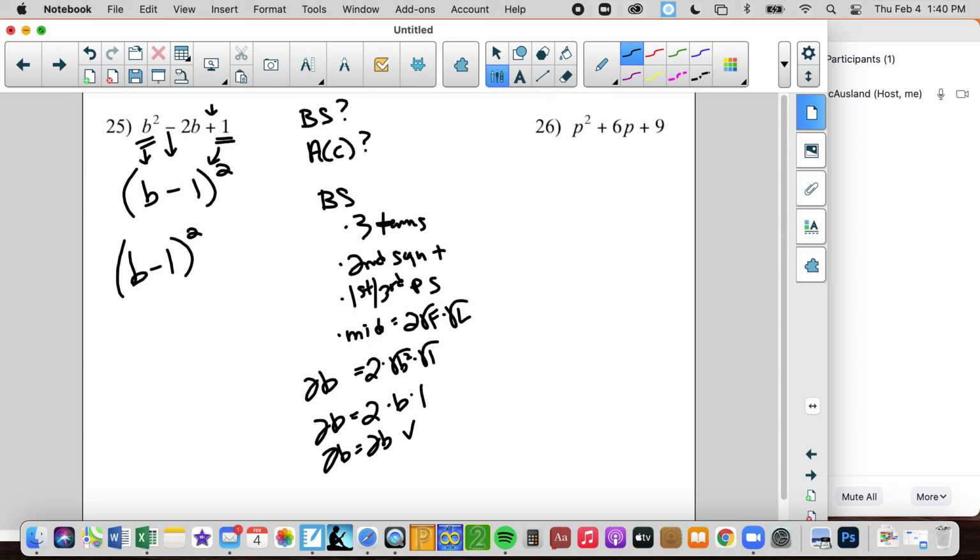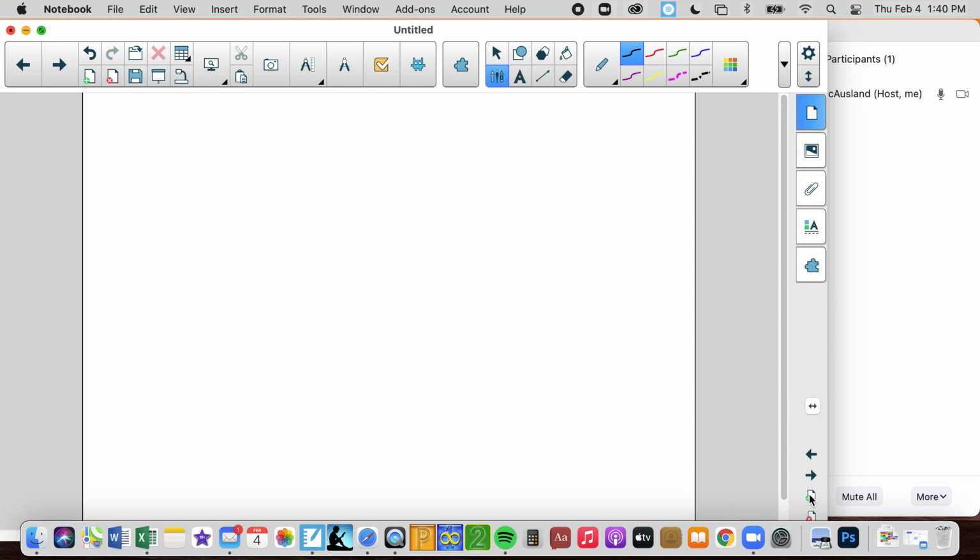So let's take a second and look at this problem. This is b squared minus 2b plus 1.